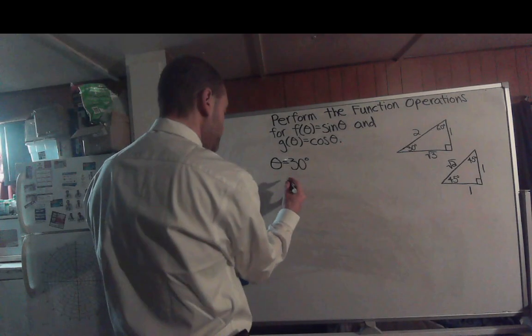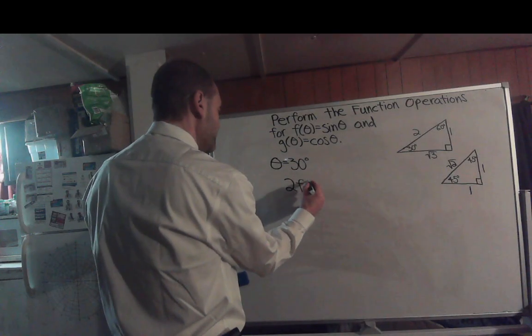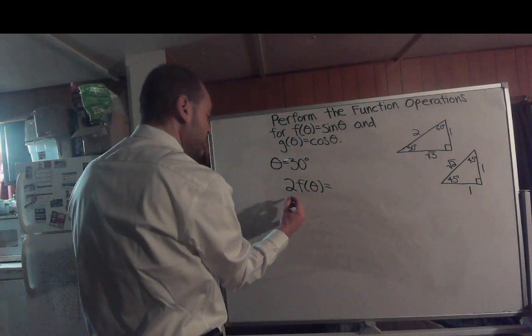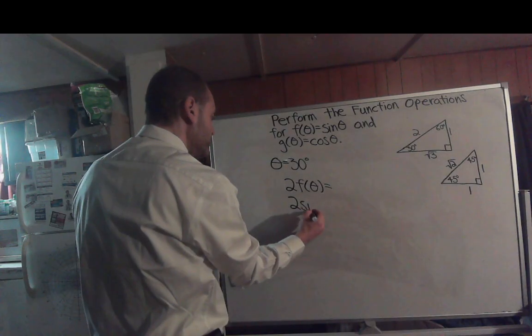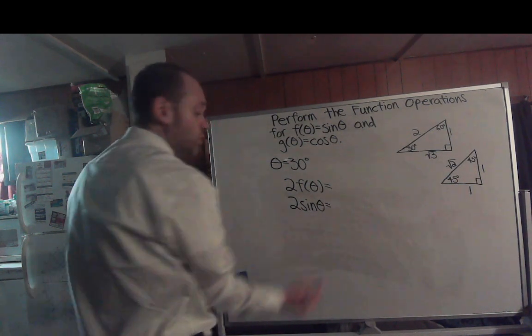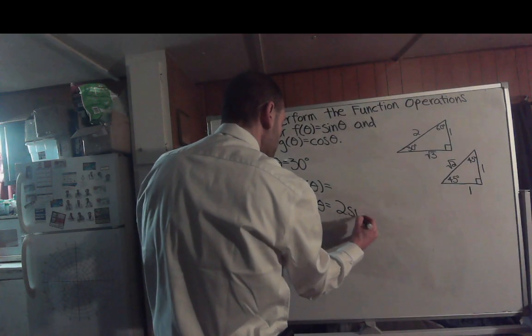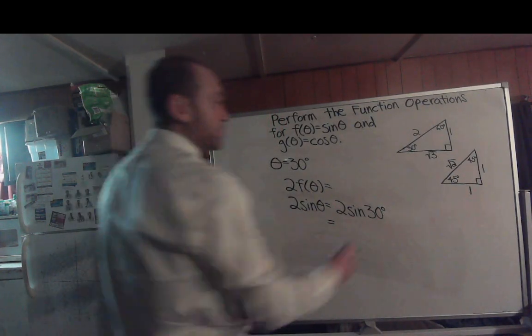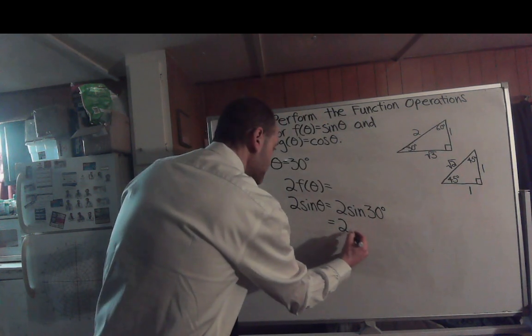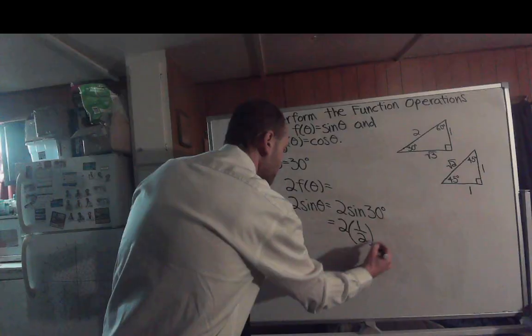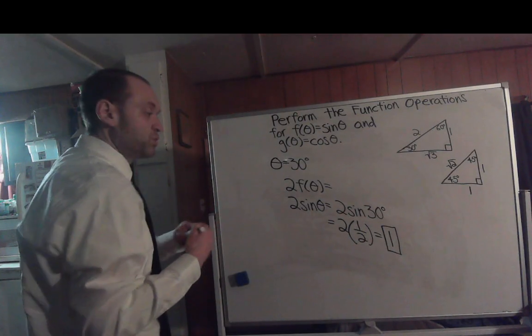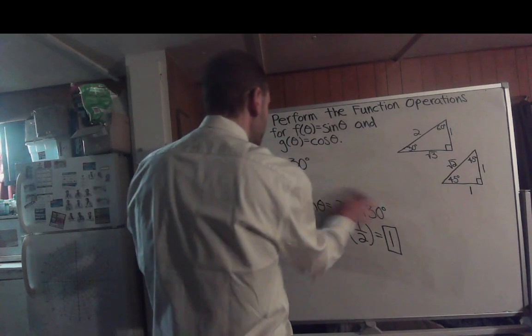Alright, let's take 2 times f of theta. 2f of theta, well f of theta is the sine of theta, so that's going to be the same as 2 sine of theta, which in this case is 2 times the sine of 30 degrees. Now what is the sine of 30? That's going to be 1/2, so you'll take 2 times 1/2, which would just give you 1. So the answer you should get in this case would end up being 1. And I got one more of these, then we'll do one more set of exercises with these, then we'll be done.